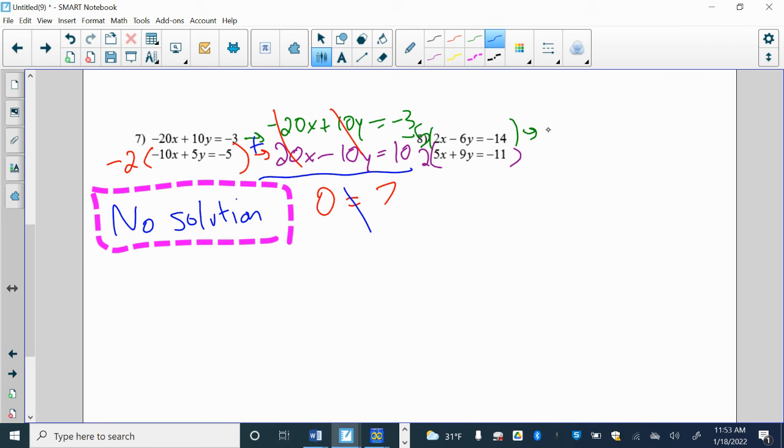So negative 5 times 2x, negative 10x. Negative 5 times negative 6y plus 30y equals negative 5 times negative 14. That'd be positive 70. Then let's multiply the bottom equation by 2. Okay, so everything gets multiplied by 2, so we'd have positive 10x, 2 times 9y plus 18y, 2 times negative 11, negative 22.